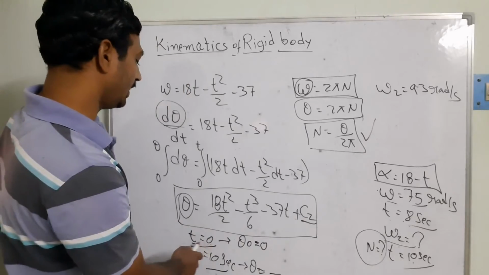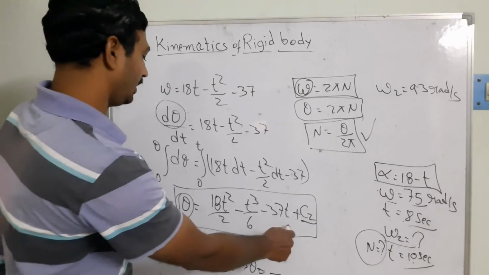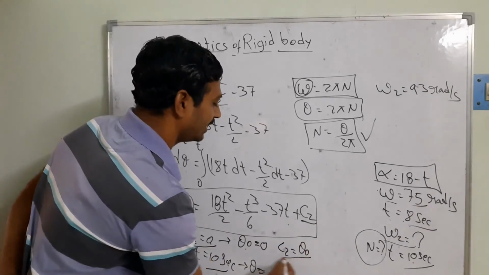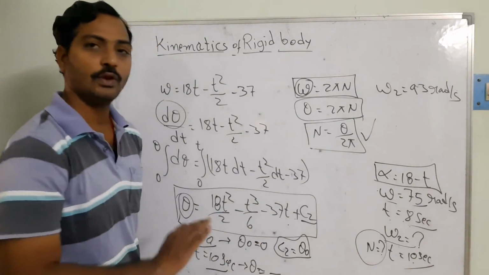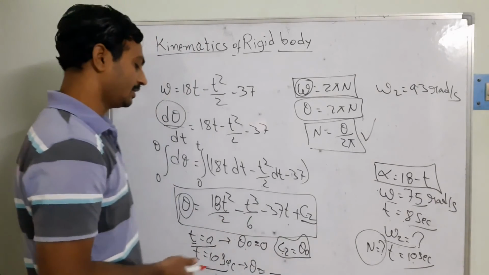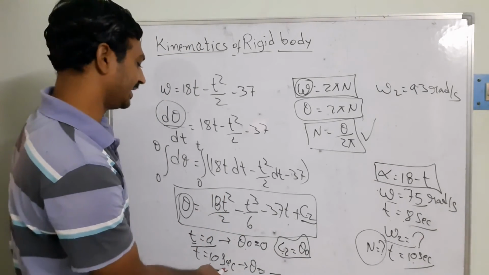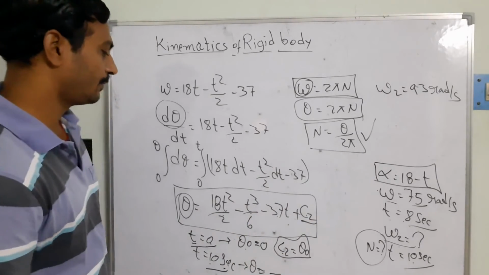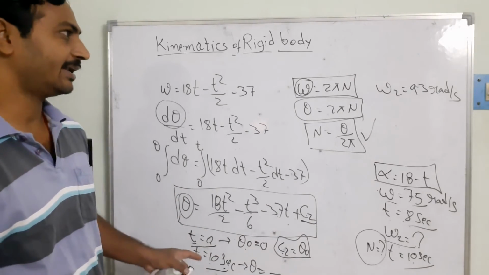If I substitute t is equal to 0, then it is theta naught equal to the total length. It means that C2 is equal to theta naught, because when I substitute t is equal to 0, these three terms go to 0, and C2 is equal to theta naught. Then I substitute another condition, t is equal to 10 seconds. So here 10, 10, 10, and I will get C2 also. I substitute in one terminology and then I can get it.